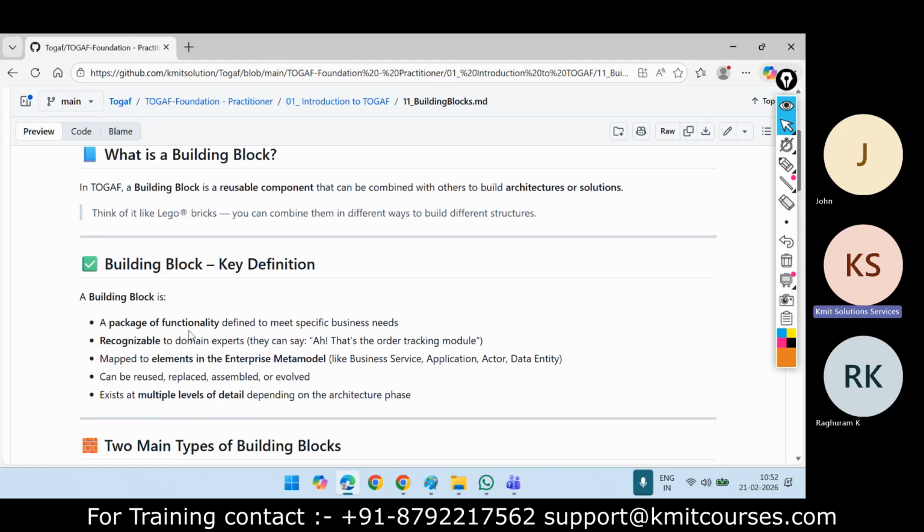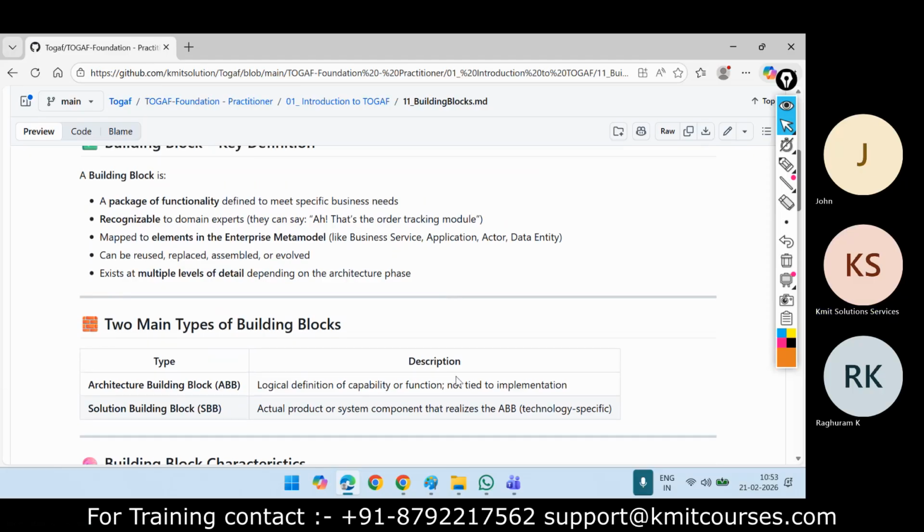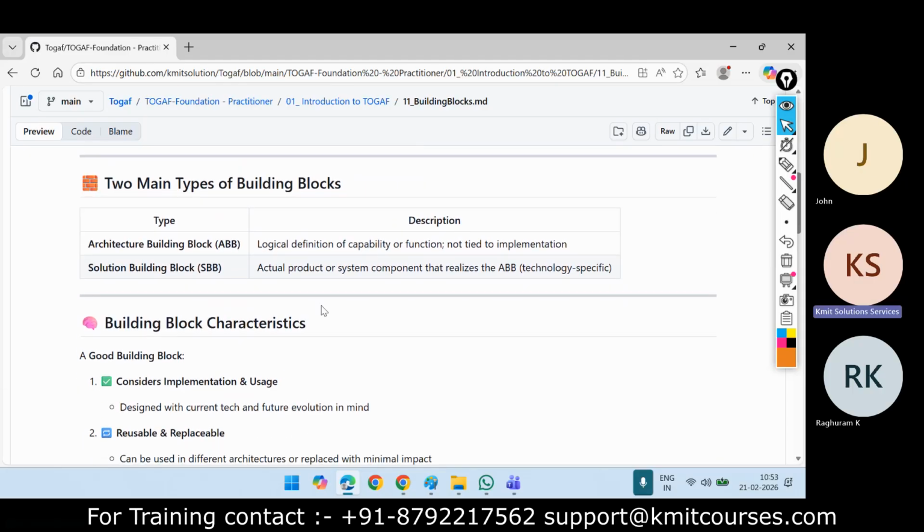So a building block is a package of functionality defined to meet certain business needs, recognizable to domain experts. You can say, that's the order tracking module, mapped to the elements of the enterprise meta model, like business services, actors, data entities, and can be reused, replaced, assembled, and evolved, existing at multiple levels of detail depending upon the architecture phase. Okay, so we will talk about the architecture building block, ABB, and the solution building block, which is SBB.